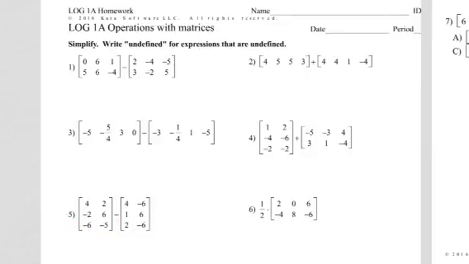And number 6, we're multiplying everything on the inside by a half. So here we go. Half of 2 is 1, half of 0 is 0, half of 6 is 3. Half of negative 4 is negative 2, half of 8 is 4, half of negative 6 is negative 3. Remember, we're just dividing by 2 every time.